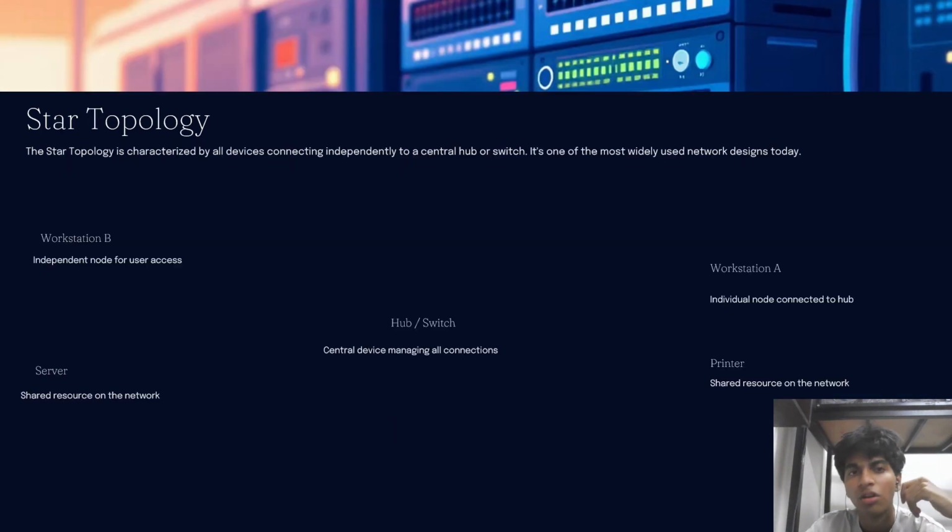The fourth type of topology is star topology, one of the most commonly used topologies nowadays. In star topology, all the devices are connected to one central hub called the hub or switch. The hub or switch is a central hub through which all the devices are individually connected. Each and every device has its own separate connection to the central device.